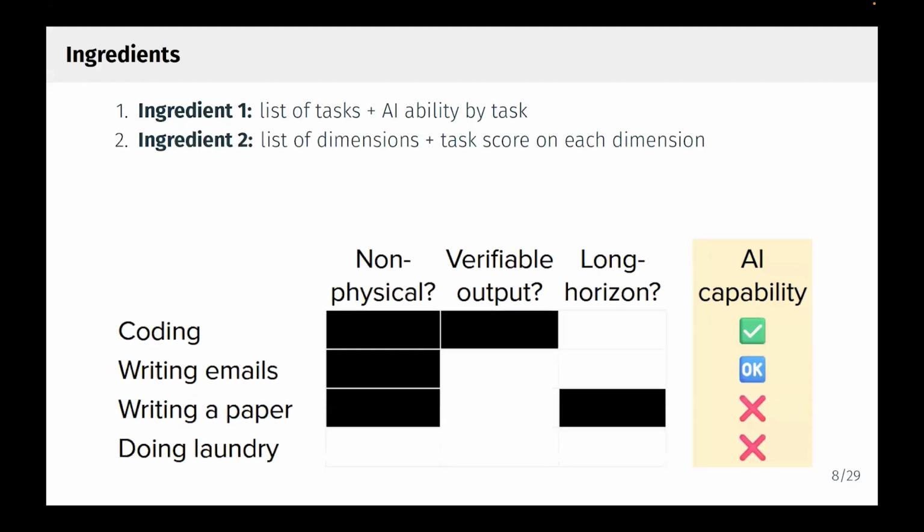So yeah, ingredient 1, list of tasks, AI ability by task. Ingredient 2, list of dimensions and task score on each dimension. You can kind of see this in the table here. Suppose you had coding, writing emails, doing papers, and laundry. Is it a physical task or not? And then here are 2 other dimensions we think are pretty interesting and important. Does the task have output that's easy to verify, or is it difficult to verify? Is it a long horizon task or a short horizon task? And then the final column is the AI capability measure that's coming from Olundu, or the historical Olundu. Can this task be automated by a particular model or not?